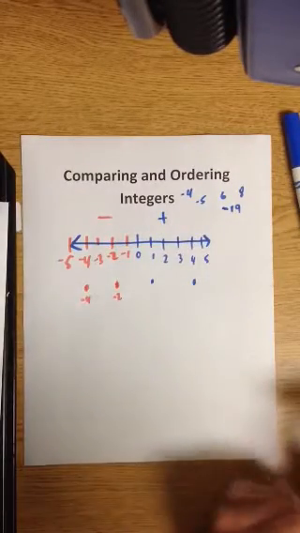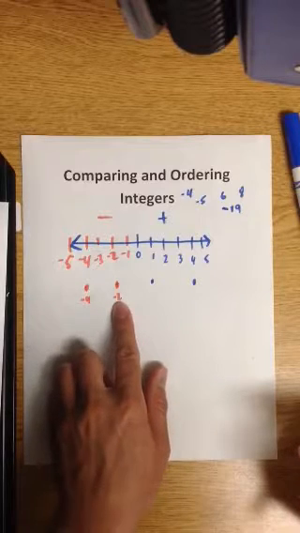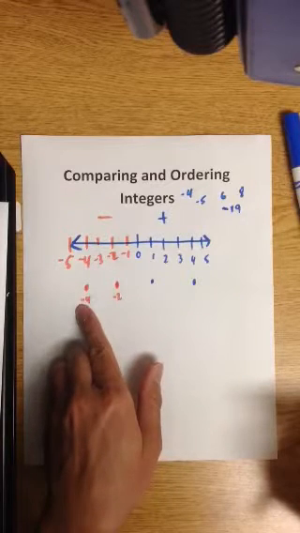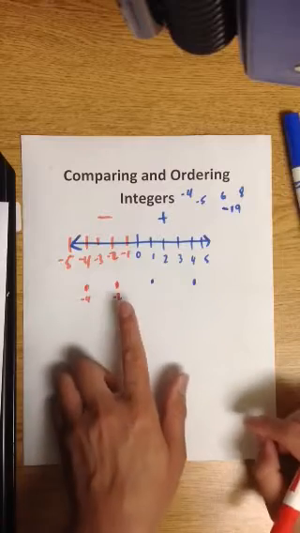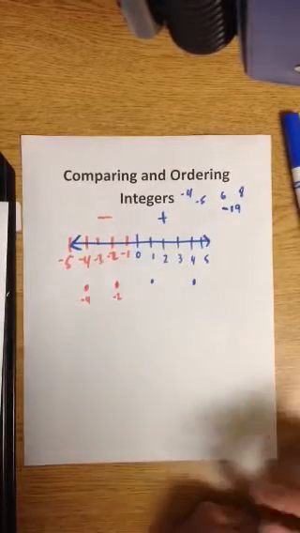Another way you can say it is friends. I have 2 negative friends. I have 4 negative friends. I wish I only had 2 negative friends. So that is greater. That's greater joy in my life.